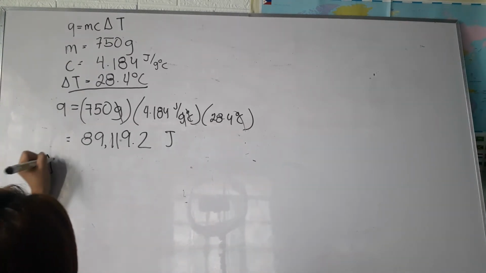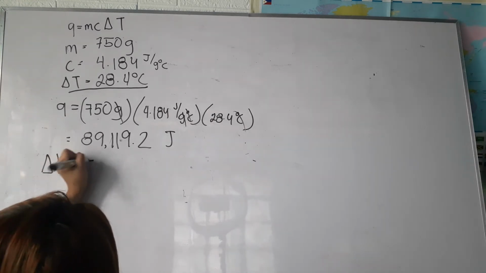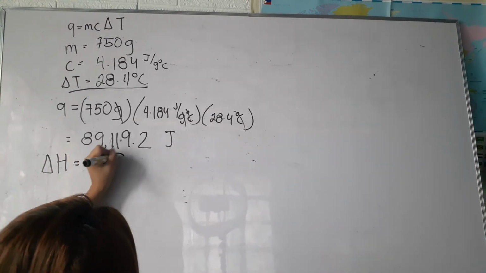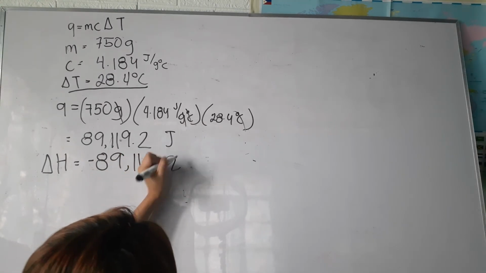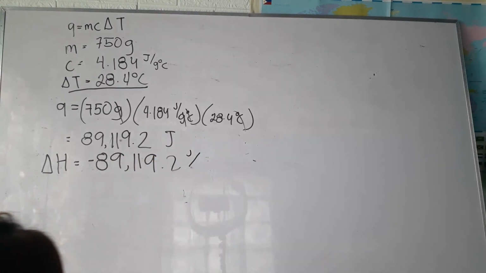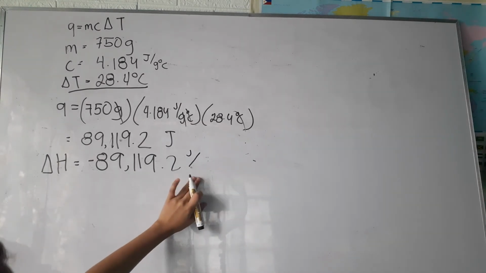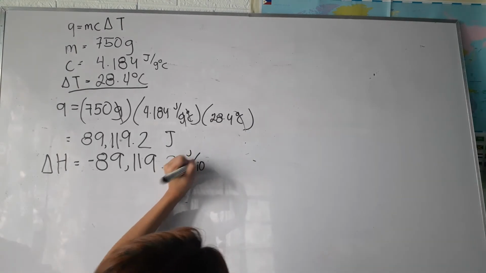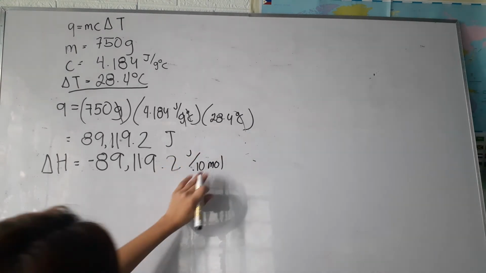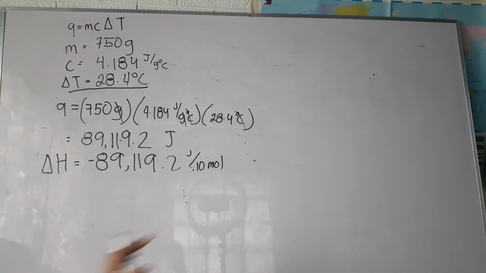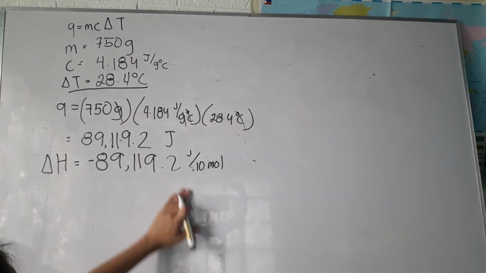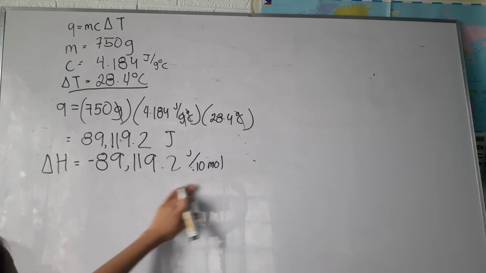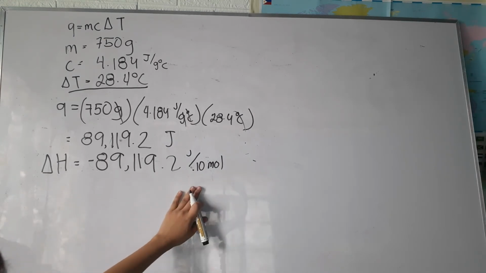So, our change in enthalpy is equal to negative 89,119.2 joules per, anong gagamitin natin dito? This is for 0.10 mole ng reaction. So, kailangan natin i-scale up ulit. I-scale up natin yung change in enthalpy natin into 1 mole.